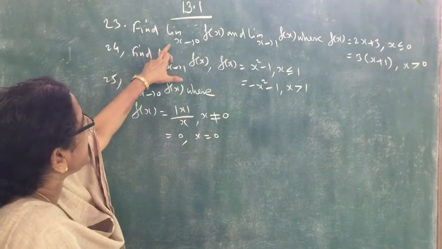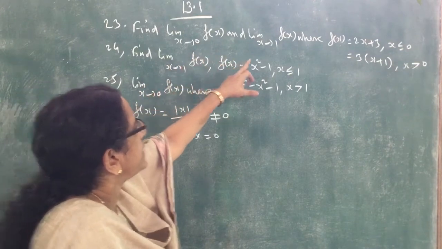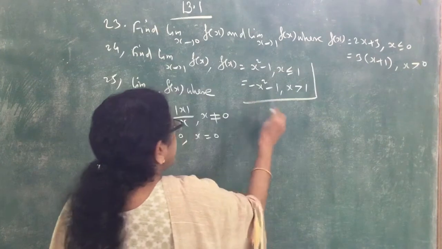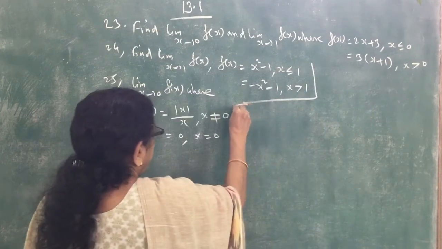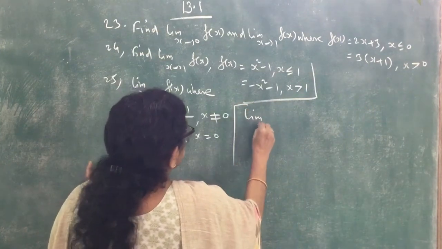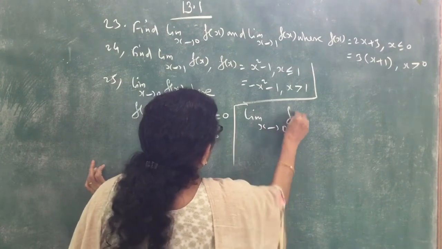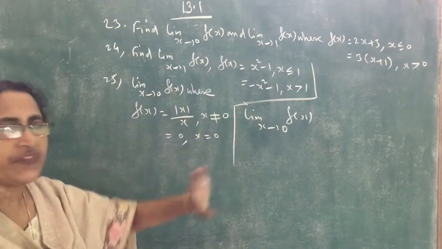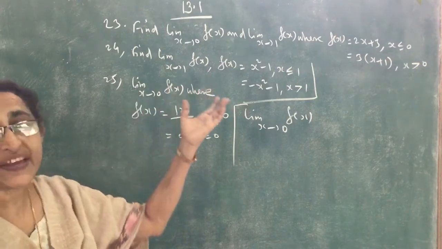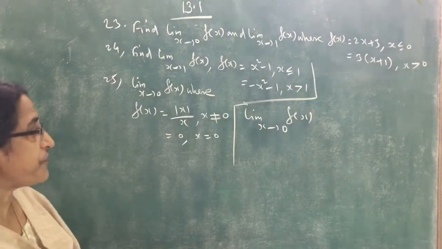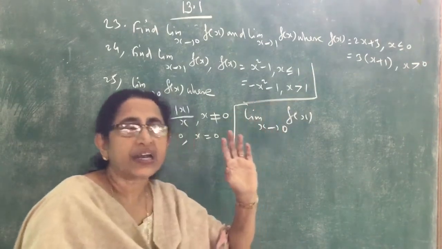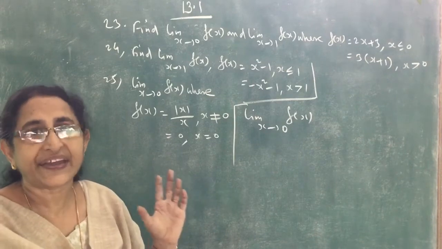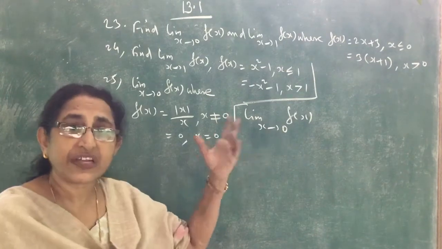We have to find limit x tends to 0 f of x and limit x tends to 1 f of x. So first we will find limit x tends to 0 f of x. To find limit x tends to 0 f of x, we have to find left limit and right limit. So limit of the function is said to be some number if left limit and right limit both are equal and exist. So we will find the left limit and right limit.